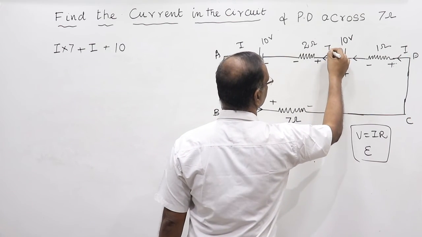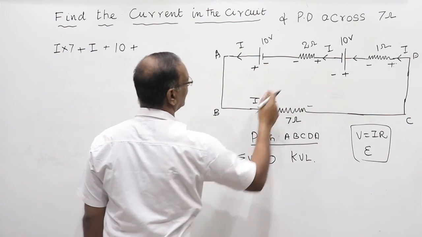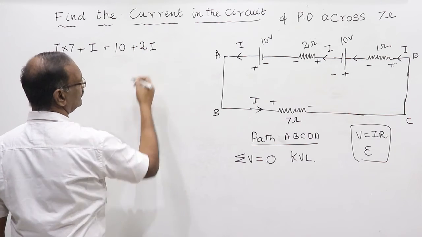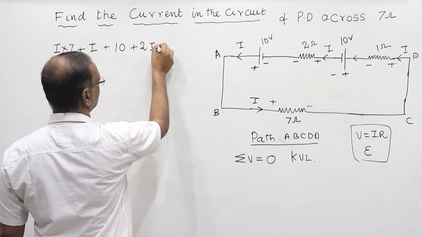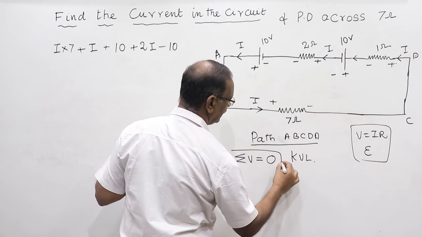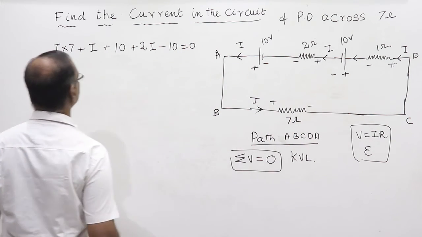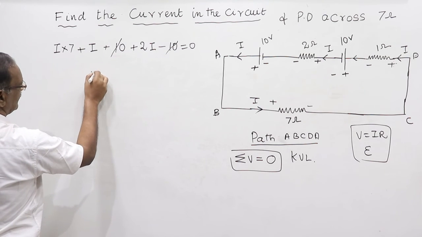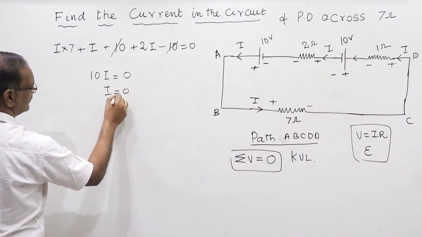Again here, the current is this way, I into R positive, because we are moving positive to negative, I into R, that is 2I. Then here, when we are moving negative to positive, there will be a negative EMF, that is minus 10. So the algebraic sum of all voltages in the closed circuit is equal to 0. This and this cancel. 7I plus I plus 2I is equal to 0, or I is equal to 0.